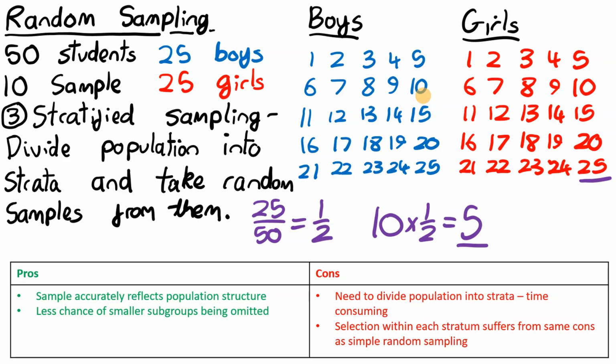Okay, the disadvantages of stratified sampling: you need to divide the population into strata or groups, which could be time consuming, especially if you have a lot of them. And the selection within each stratum, which is just the singular for strata, suffers from the same cons as simple random sampling, because remember, to get the 5 random boys from this 25 here, we use simple random sampling.